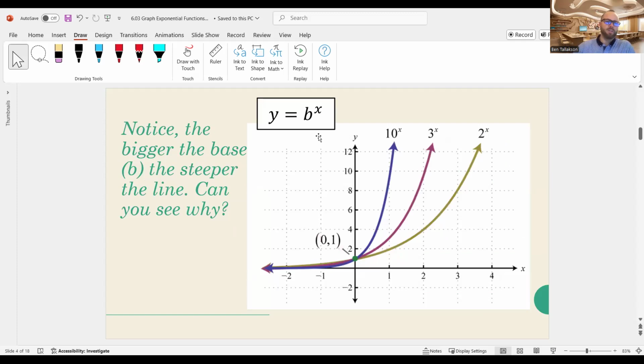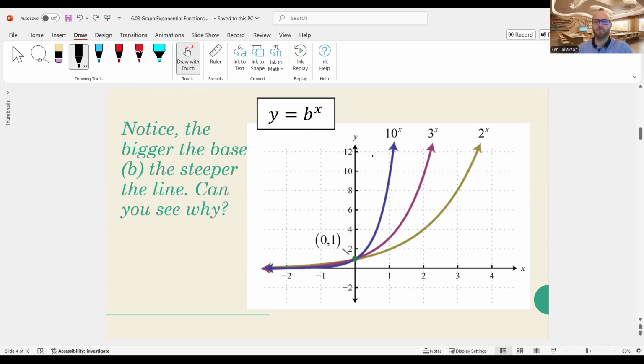So here we go. Notice the bigger the base, b, right here, aka here, here, and here for these three different lines, the bigger the base, the steeper the line. Can you see why? Take a look at it. The bigger the base, the steeper the line.